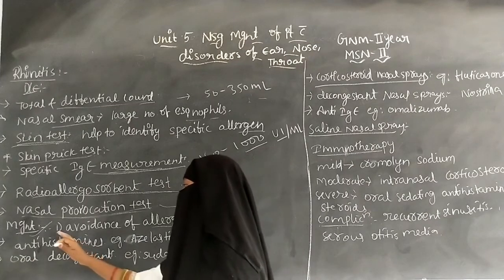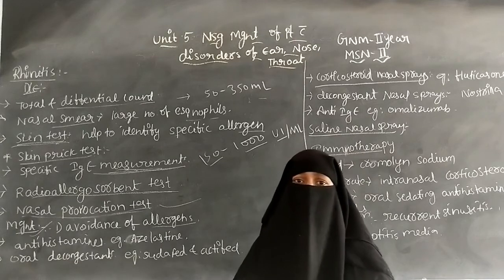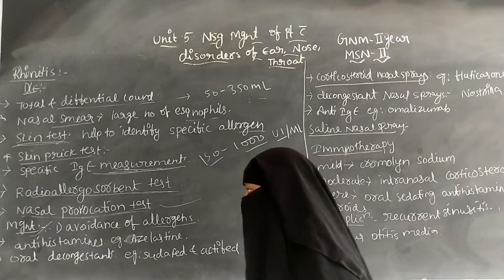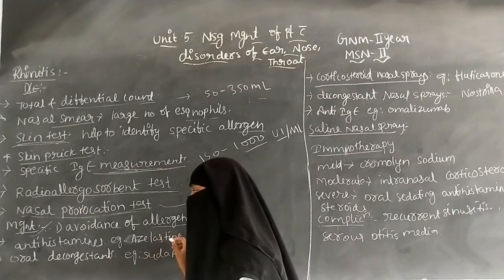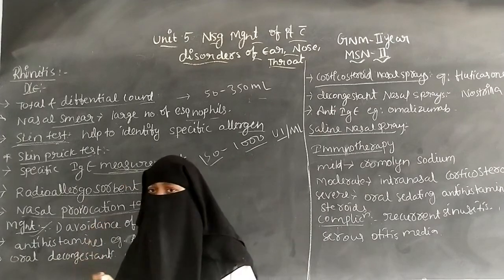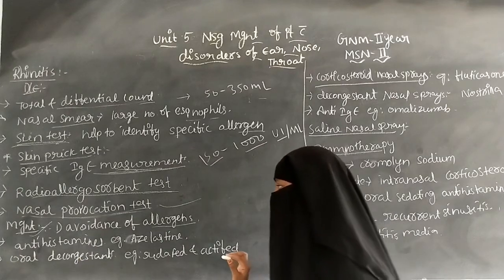So the next one is antihistamines. So antihistamines can be used to reduce the cold and there is an example, azelastine. So azelastine is one of the antihistamine drugs. It can be used to reduce the runny nose or the cold.